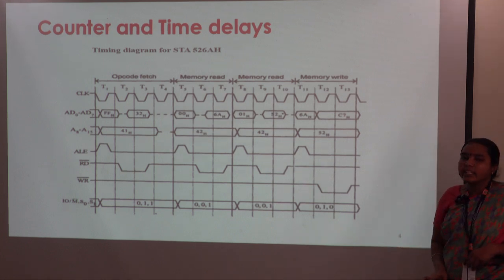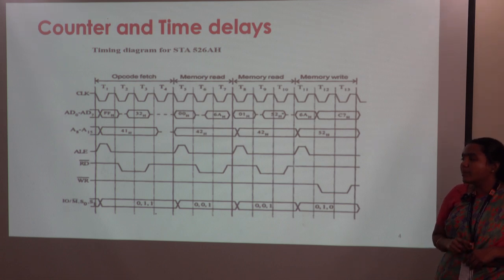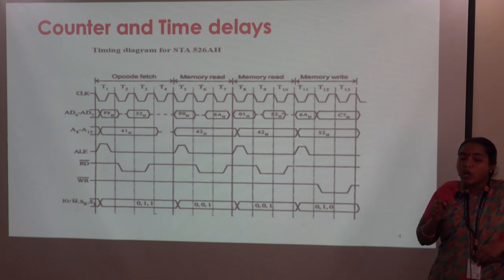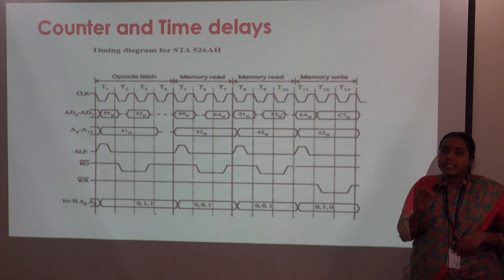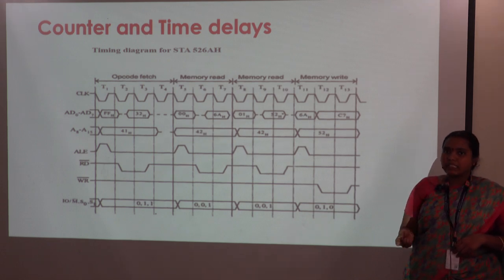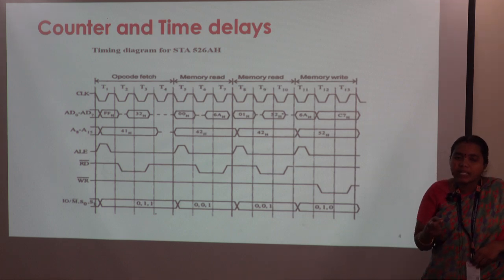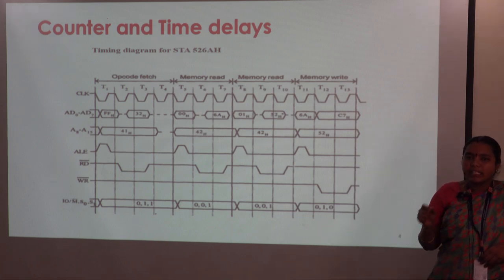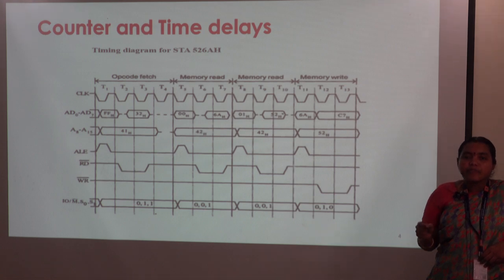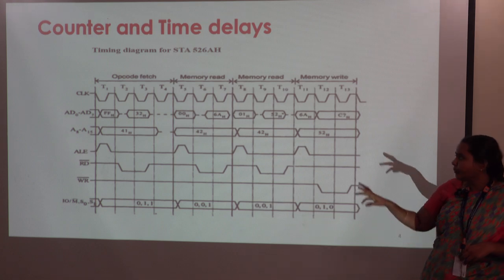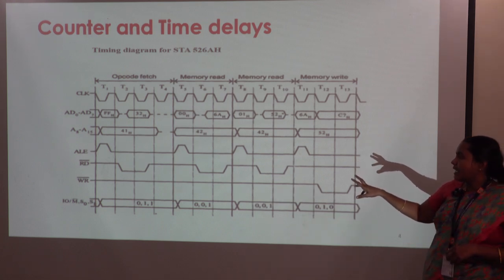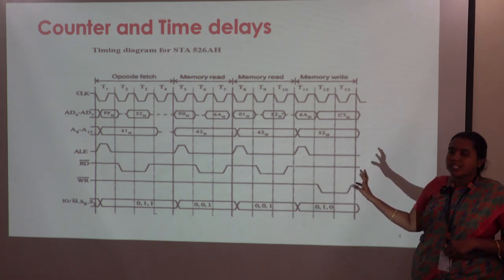Next one is the ALE. ALE means address latch enable. Once the address latch enable is switched on, the address and the data bus are demultiplexed. Demultiplexed means they have to segregate the address from the data bus. After that, only the data is moved on to the concerned address. So address latch enable occurs for every machine cycle.